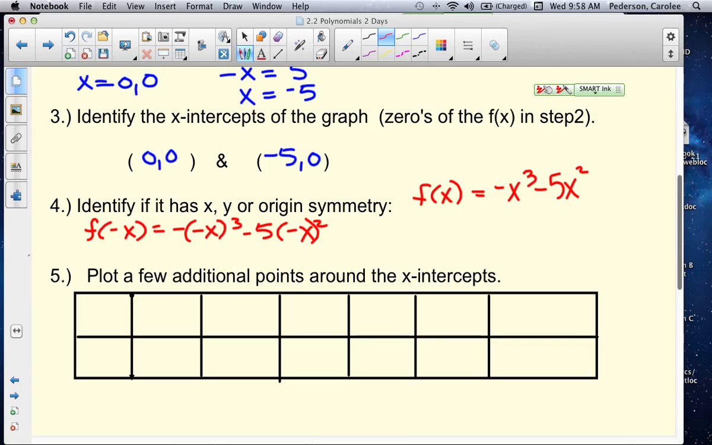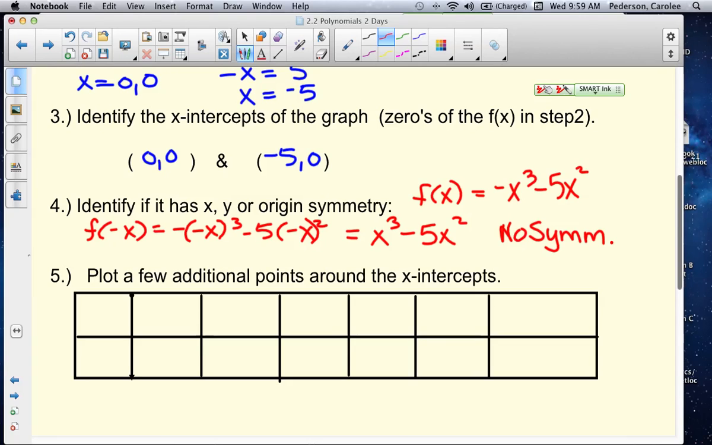And simplify. Negative, negative x becomes a negative x cubed, and then go back and multiply it to a negative, and you get a positive x cubed. And then negative, negative x is a positive x squared. Go back and multiply it to negative 5. You get negative 5x squared. We don't get the original function back. We also, if we pull out a negative out of the function, we also don't get the original function with a negative. So there's actually no symmetry here. So that's not going to help us.